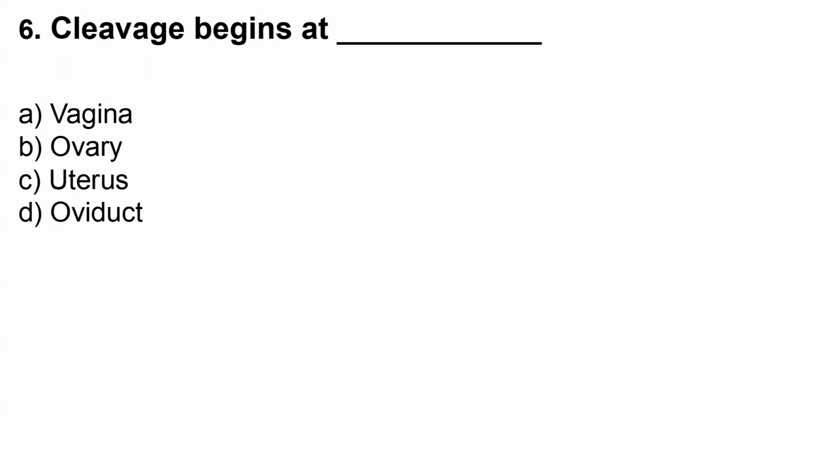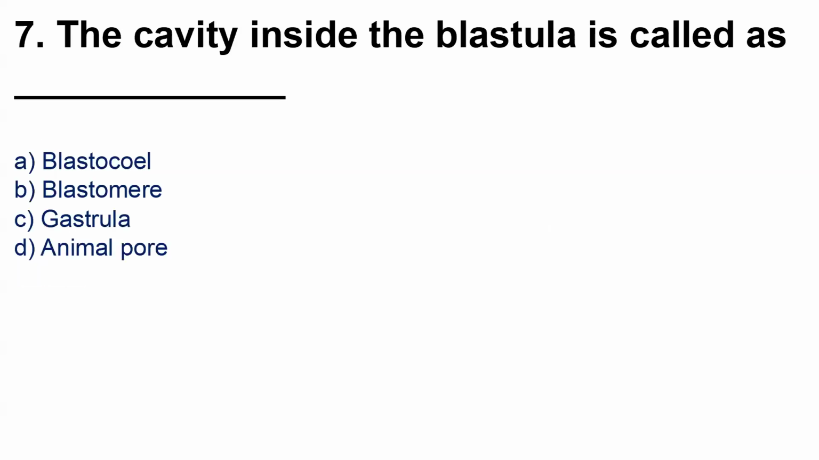Question 6. Cleavage begins at ____. A. Vagina, B. Ovary, C. Uterus, D. Oviduct. The answer is oviduct, D.